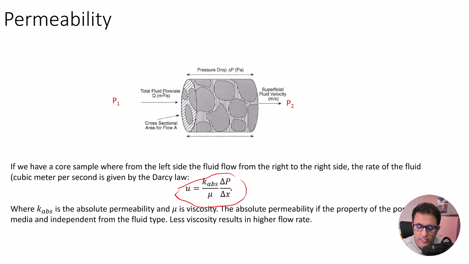So as you see here, if we calculate the pressure gradient within, for example, the porous medium or a rock sample that we have, and we measure the flow rate and we have some idea about viscosity, then we can easily calculate the absolute permeability. And indeed, the calculation of absolute permeability is very straightforward, it's not that difficult.